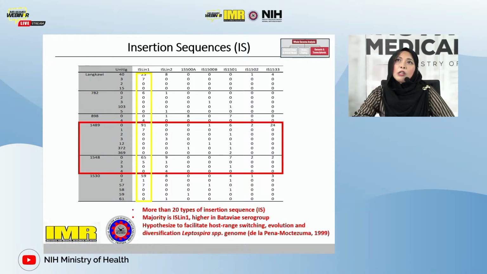Next, insertion sequences were studied using IS Finder, and more than 20 types of insertion sequence were found in all 6 genomes. The majority is IS-Lin1, which is highly found in the Batavia serogroup. It is hypothesized that IS would facilitate host range switching, evolution and diversification of the Leptospira species genome.